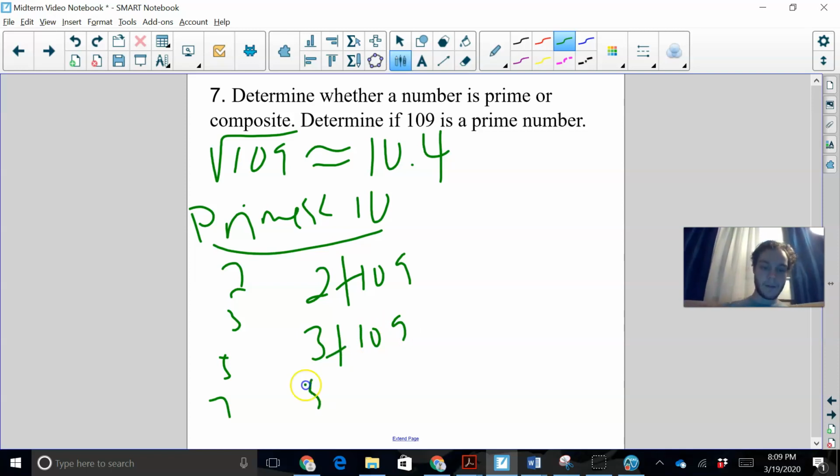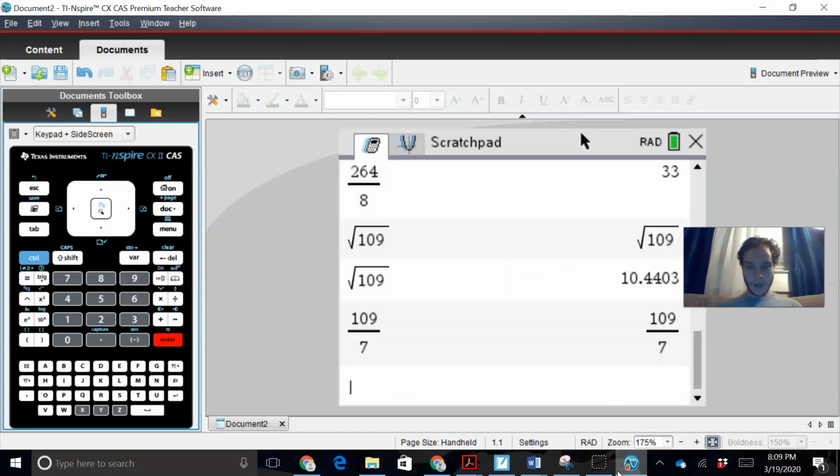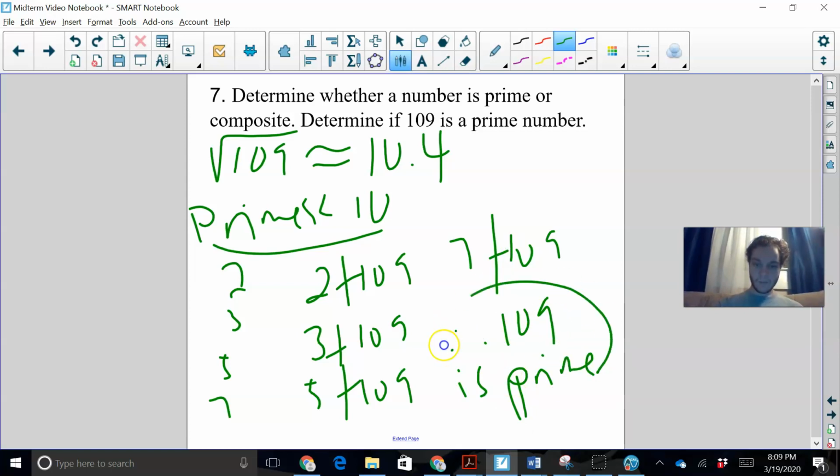Let's try 5. Does 5 divide 109? It does not, because the last digit is not 0 or 5. So let's try 7 divided into 109. Let's just go to the handy dandy calculator, and it does not, because you do not get a whole number back. So as a result, therefore, 109 is prime. Poor number, all alone.